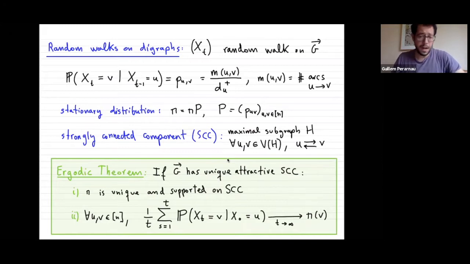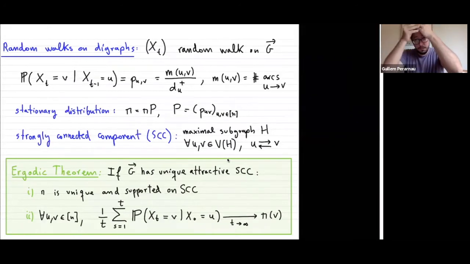So vertices with large pi are very popular vertices, and vertices with a small pi are vertices that are not so popular. And this will be interesting later when I'm using this stationary distribution to rank the elements of the network.